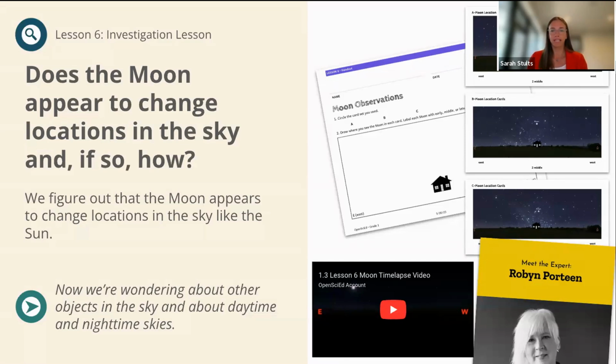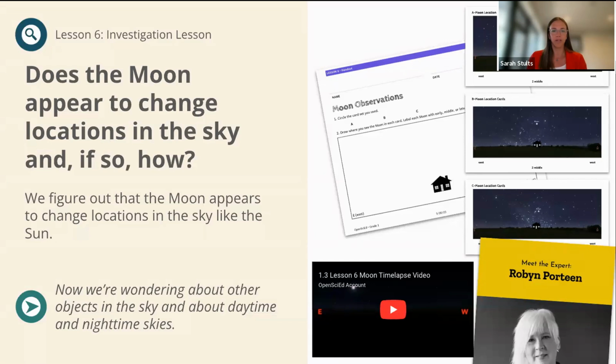We decide, like we did in lesson 4 with the sun, to use images of the moon in the sky at different times in order to gather evidence about if and how it appears to change locations. We make and compare observations of the moon in the sky using image cards, and we record these on a moon observations handout.